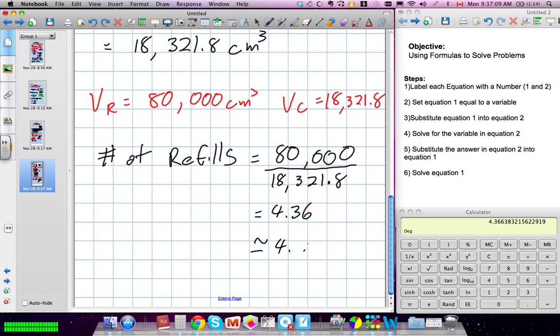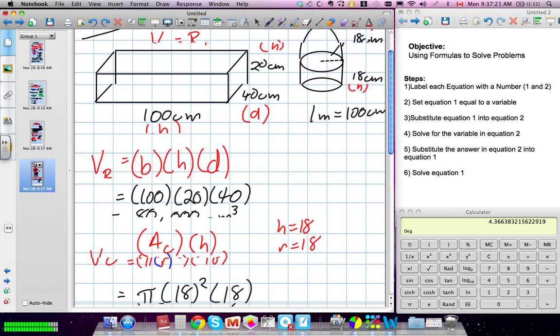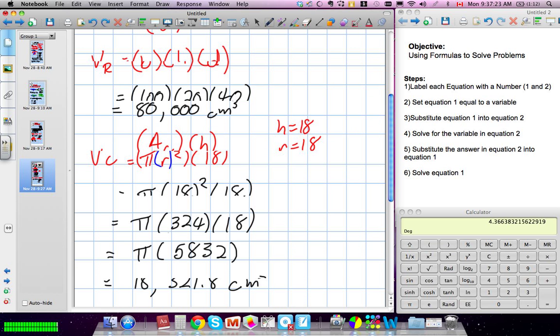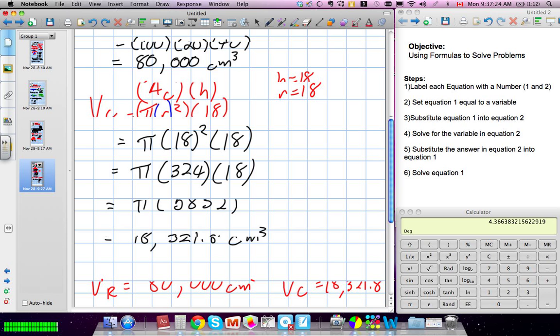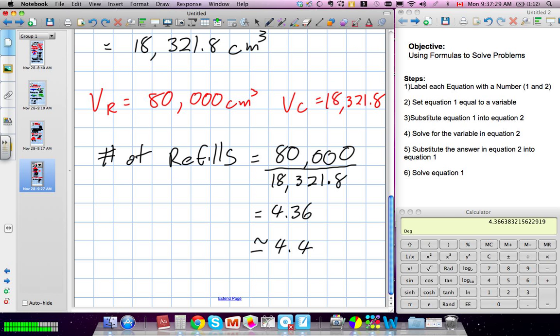So how many refills or how many times does our cylinder fit into our rectangular planter? Yeah, 4.5 would be a great idea of how many times you need to refill it. 4 full times and then a half to fill that entire planter. 4.4, which is, if we are going to round it again, we could say 4.5 would be how many refills of our cylinder we're going to need.